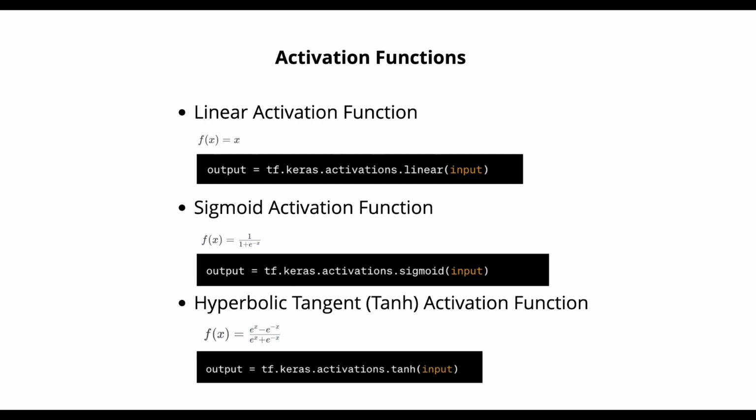Hyperbolic tangent or tanh activation function. The hyperbolic tangent, tanh, activation function squashes the input values between -1 and 1, making it suitable for hidden layers of neural networks where the input can be both positive and negative. Mathematically it is represented as f(x) = (e^x - e^(-x)) / (e^x + e^(-x)). The TensorFlow usage is output = tf.keras.activations.tanh and pass the input to it.